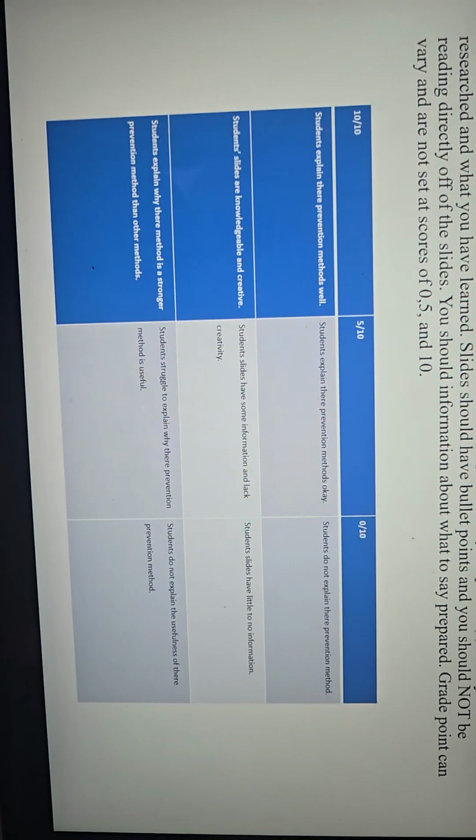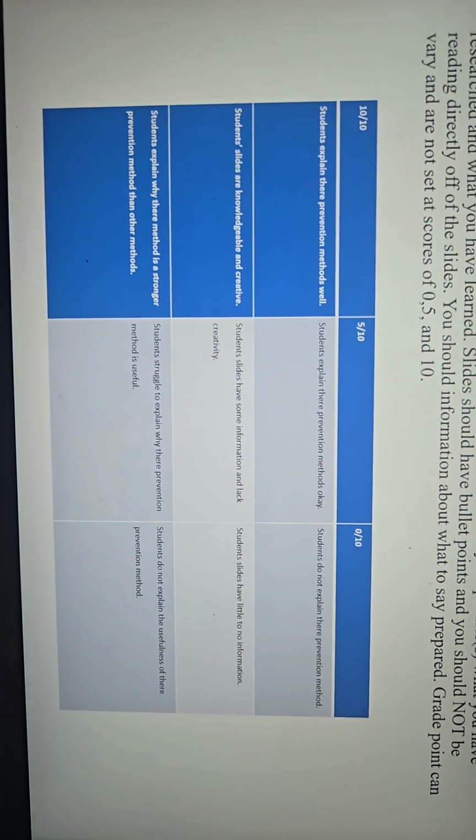The grades can vary and are not set at these scores I have down here. It's a total of 30 points, 10 points in each category. And I also did mention in there, it's not like you can only go from a 30 to a 25. You could get a potential 29. Like, you could get a 9 out of 10 in one category and 10 out of 10 in the other two. Still a very good grade.